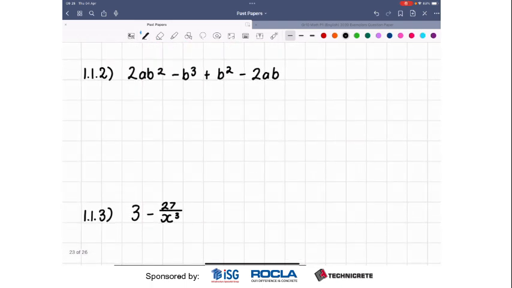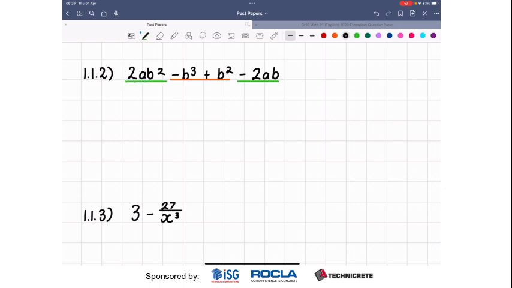Okay, the next 1.1.2, I've got this expression here and I'm asked to factorize. So for this question, I'm going to use grouping. So the ones that look like they can have a common factor that I can take out together are these two terms, and this term with this term.